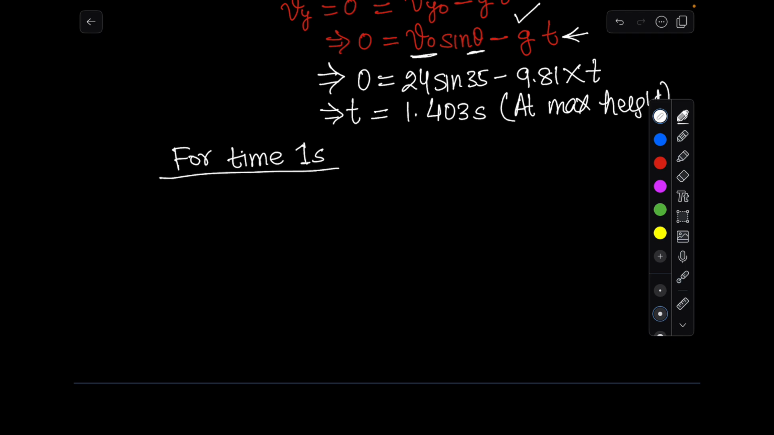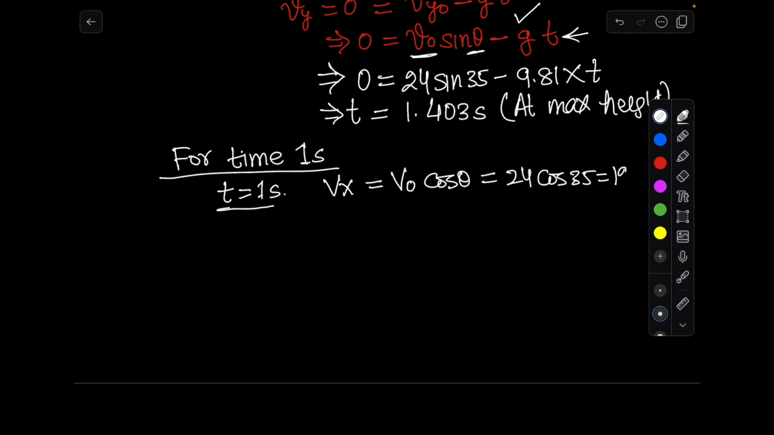For time 1 second we will solve. We will try to find the velocity at the time t is equal to 1 second. So in this case I will write the formula for Vx is equal to V naught cos theta, that is 24 cos 35, which is equal to 19.66 meter per second.